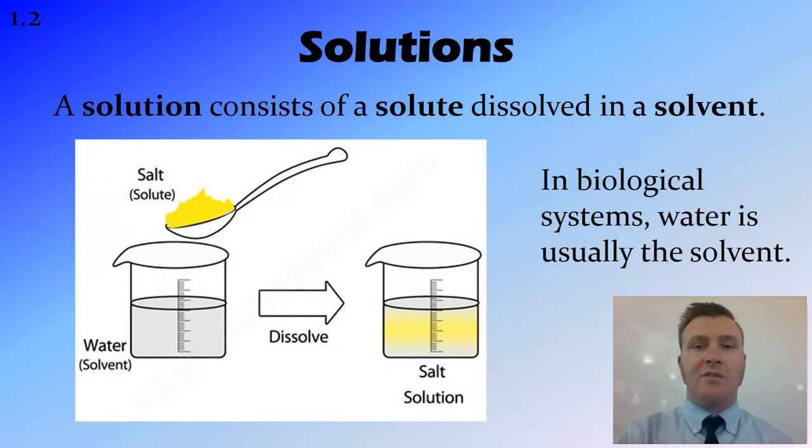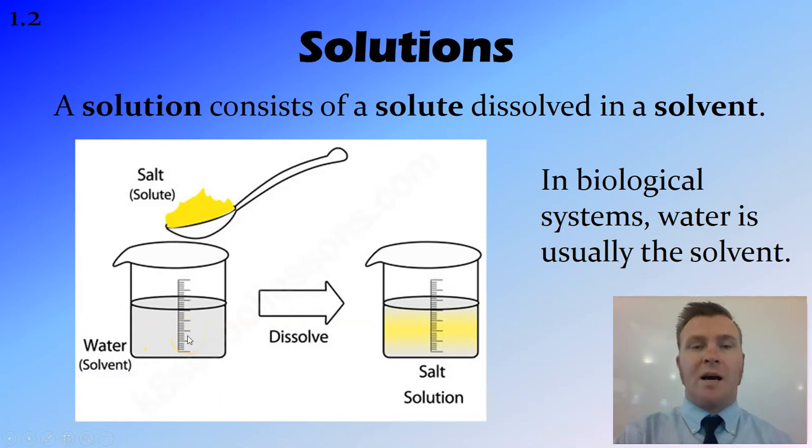So before we get into diffusion, we need to talk about solutions and the different parts. So a solution consists of a solute dissolved in a solvent. So the example we have here, the solute, the thing that's going to be dissolved, is salt. And the solvent, the thing that does the dissolving, is water.